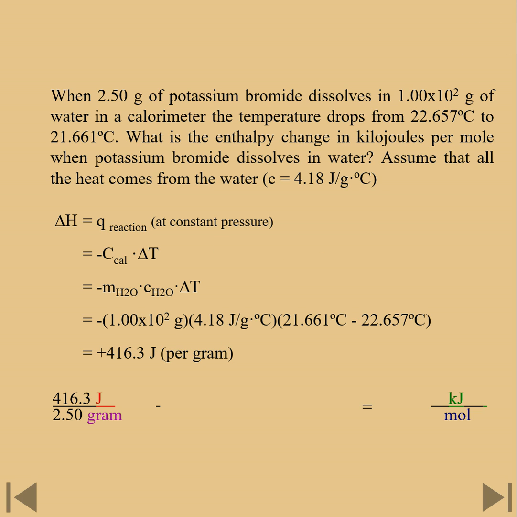Step 2, we're going to take that 416.3 joules, and actually that wasn't per gram, but per 2.50 grams, and convert joules to kilojoules, and convert grams to moles. 1 kilojoule, 10 to the positive third joules, and the molar mass of potassium bromide would be 119.0 grams per mole. And that tells us we would have an enthalpy of 19.8 kilojoules per mole.